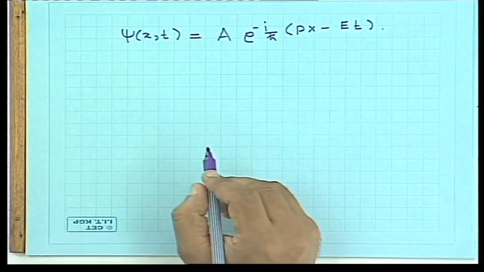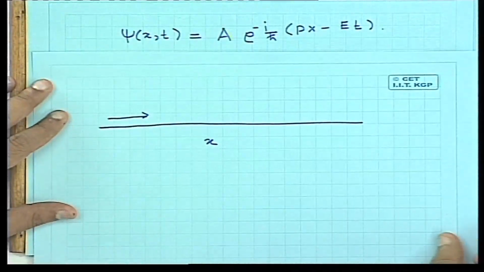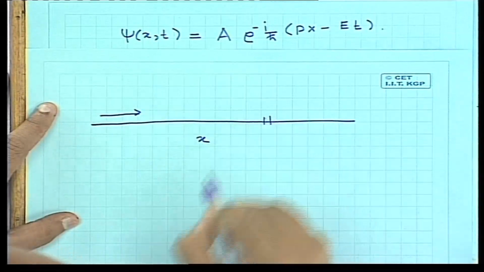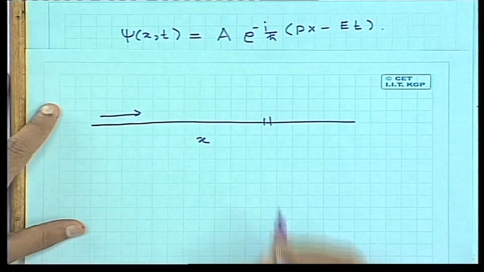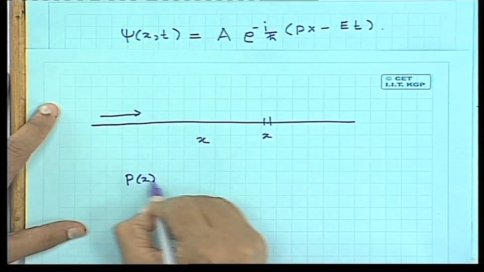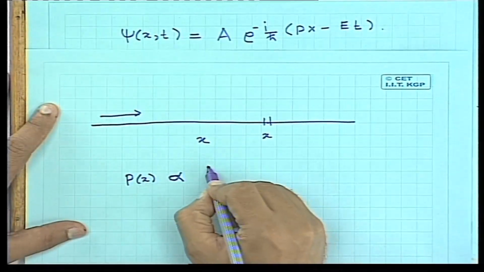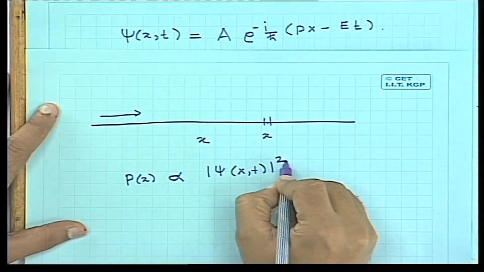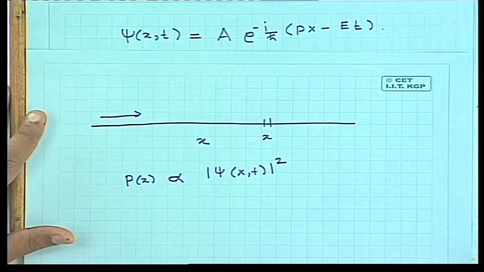In the last class I had told you that the probability of finding the particle at any position, let us say at this point x, was proportional to mod psi(x,t) squared. The exact relation between the probability of finding the particle somewhere and the wave function is as follows.